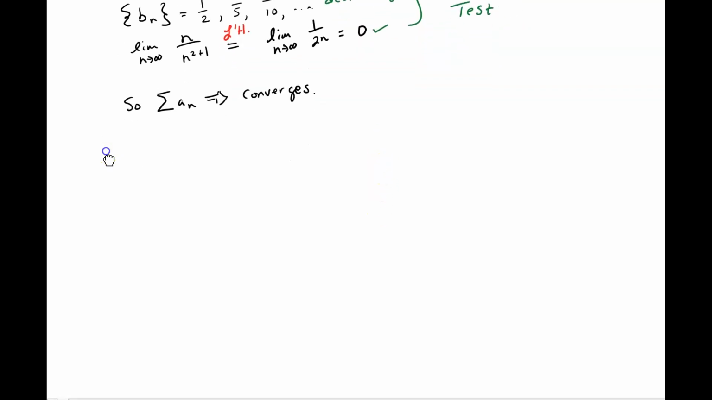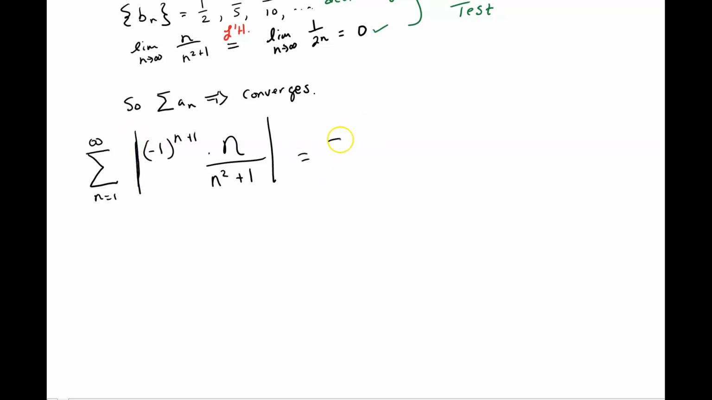We're going to use basically the same thing here. We're going from n equals 1 to infinity, taking a look at the absolute value of negative 1 to the n plus 1 times n over n squared plus 1. We look at the absolute value again. What do we get? Well, it's just something similar to what we had before: n over n squared plus 1.